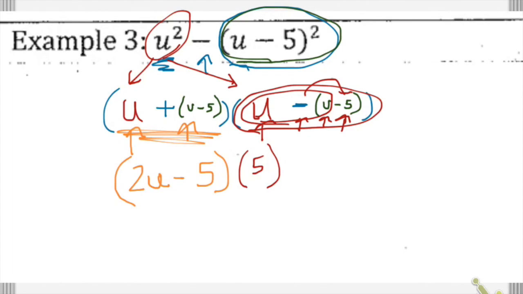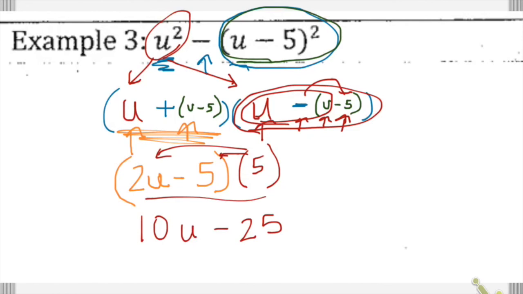Now we could go to the point where we're saying, okay, distribute this back in. We get 10u minus 25. But in the directions, it just says to simplify the factors, and so we would leave that there.